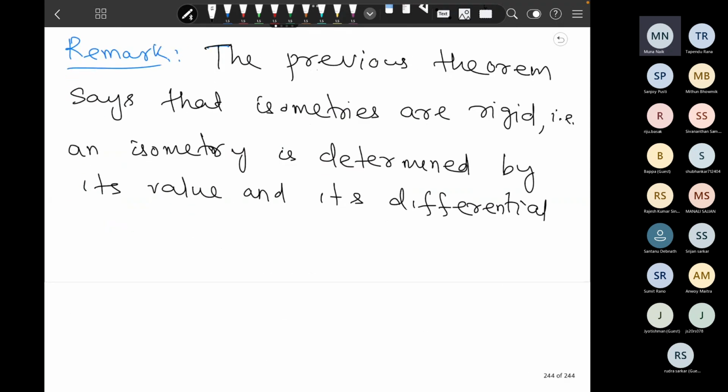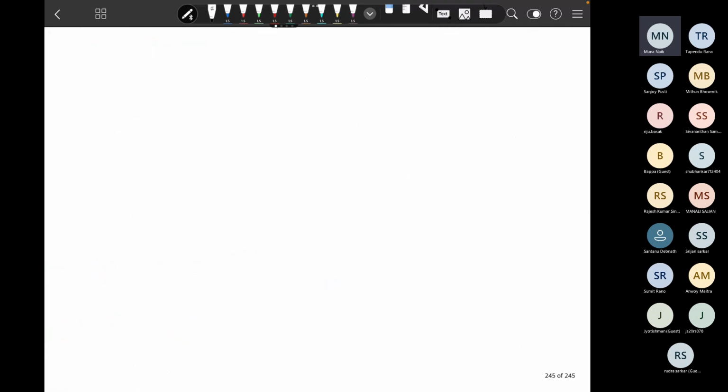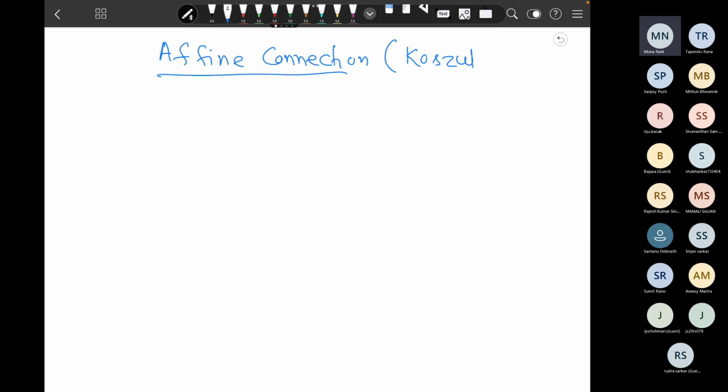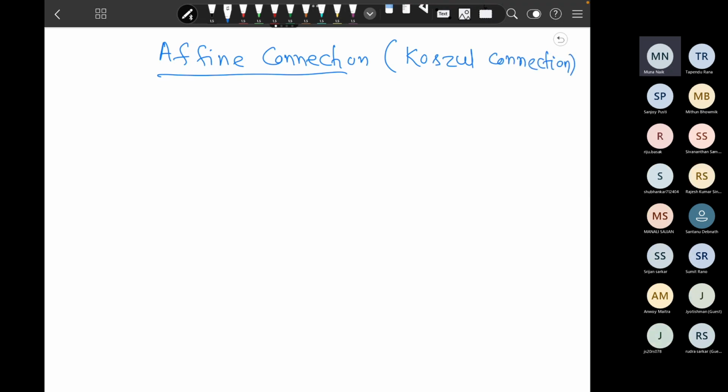So okay, I will just define something called an affine connection, then I will stop. Tomorrow we will continue. This is a very important concept, and tomorrow I will explain this. Something called an affine connection, or sometimes this is called a covariant connection. This is in fact the most important concept of so-called Riemannian geometry.